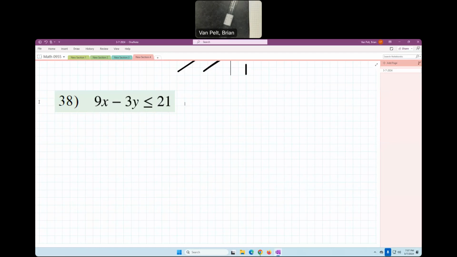Yeah, right, so you guys have negative 3y is less than or equal to negative 9x plus 21. Okay, now what do you need to do? I divided by negative 3. This is the thing I didn't tell you guys. This is the surprise of this class. When you divide or multiply by a negative number, it swaps the inequality.